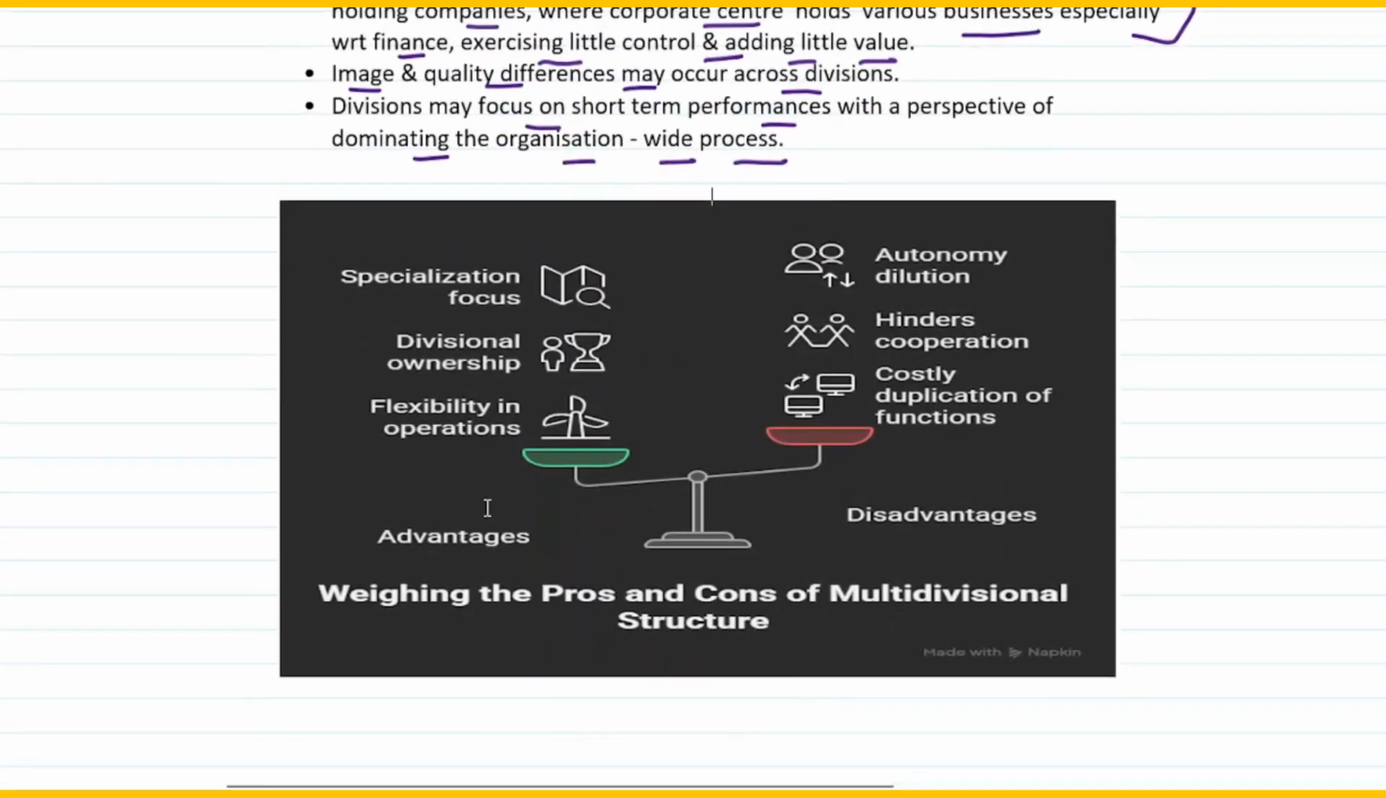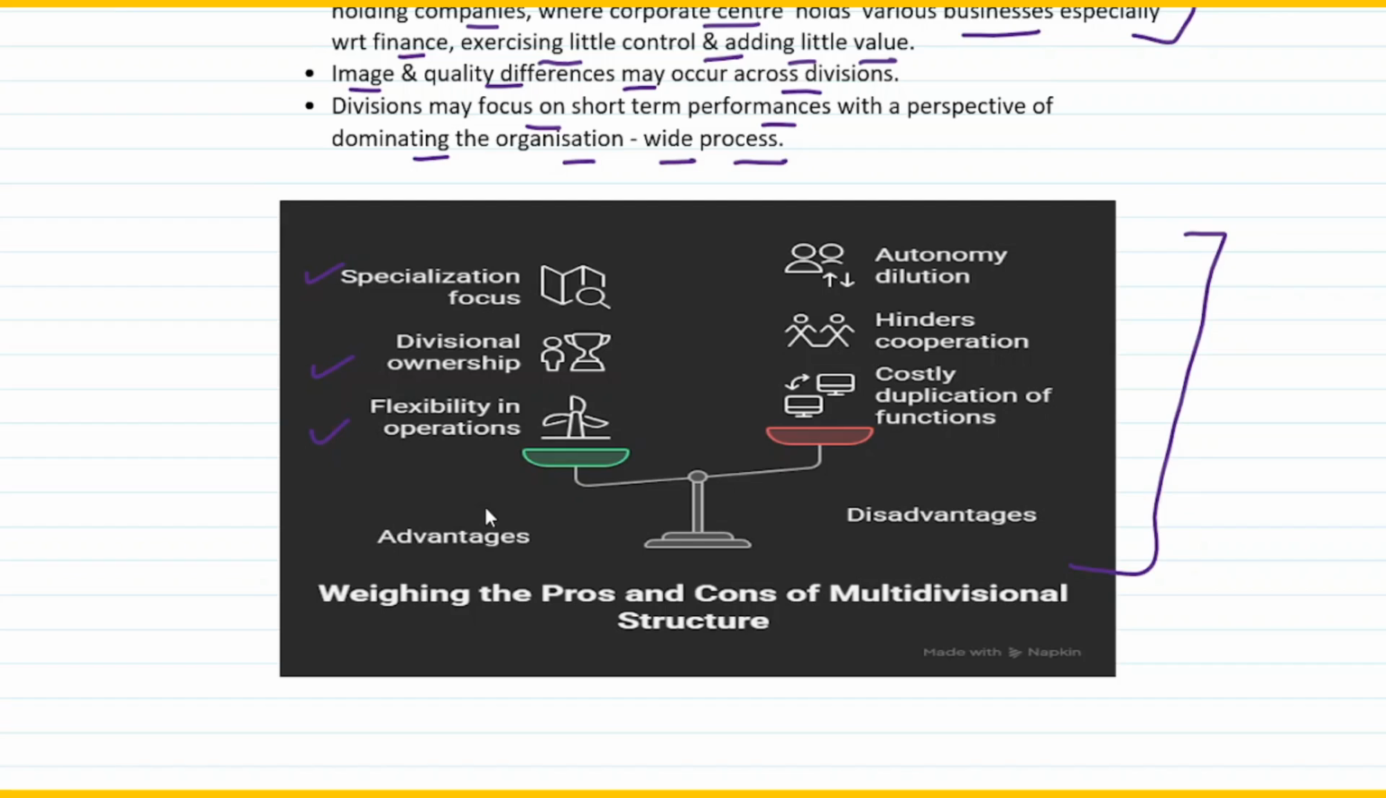So let's look at this diagram, and that should be more than sufficient for you to understand this set of advantages and disadvantages. When I talk about the advantages, it says there is more specialization focus, right? Because that's what the multi-divisional structure talks about. Because it is divided into various divisions, there will be a lot of concentration on specialization. There can be divisional ownership, and there can be flexibility in operations. So these are the disadvantages of the functional structure, which become the advantages of the multi-divisional structure.